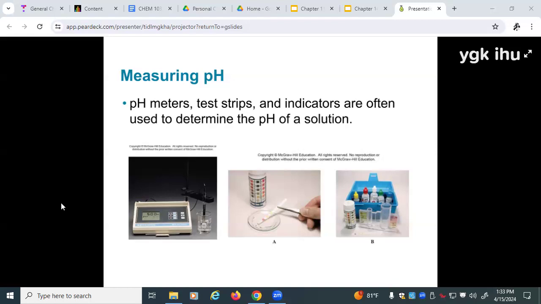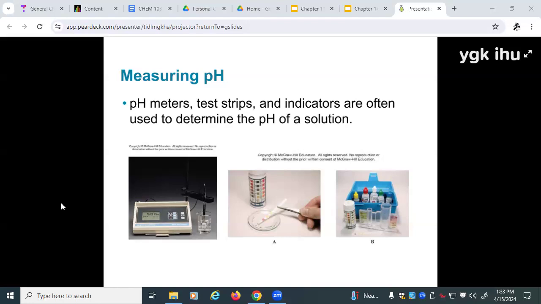Now, there are lots of different kinds of applications. On the left there is a pH meter. A pH meter would be the most raw, quantitative way of doing it. It's also the most difficult way of doing it. And honestly, you're not going to see a pH meter until Chem 106, at least for those of you that have to go that far in your studies.